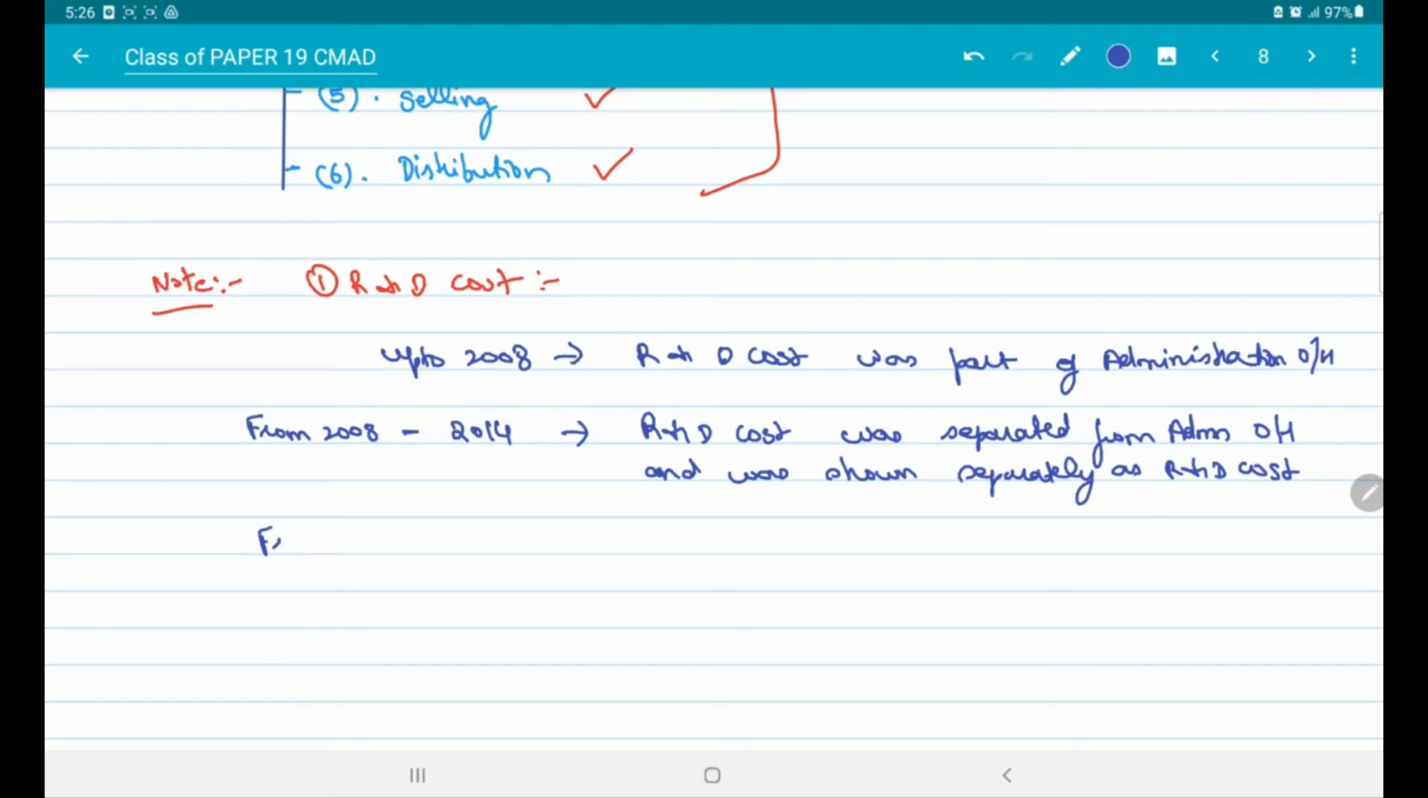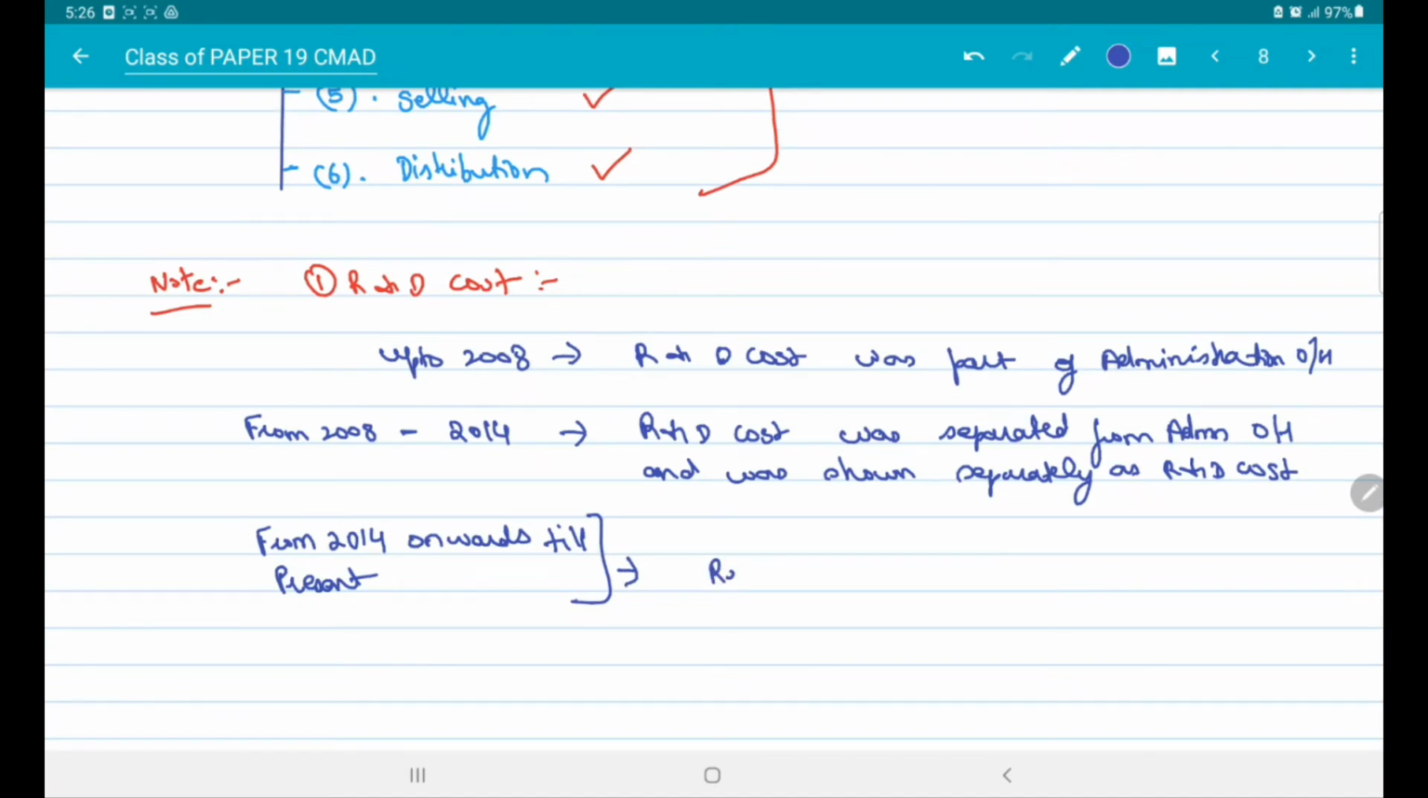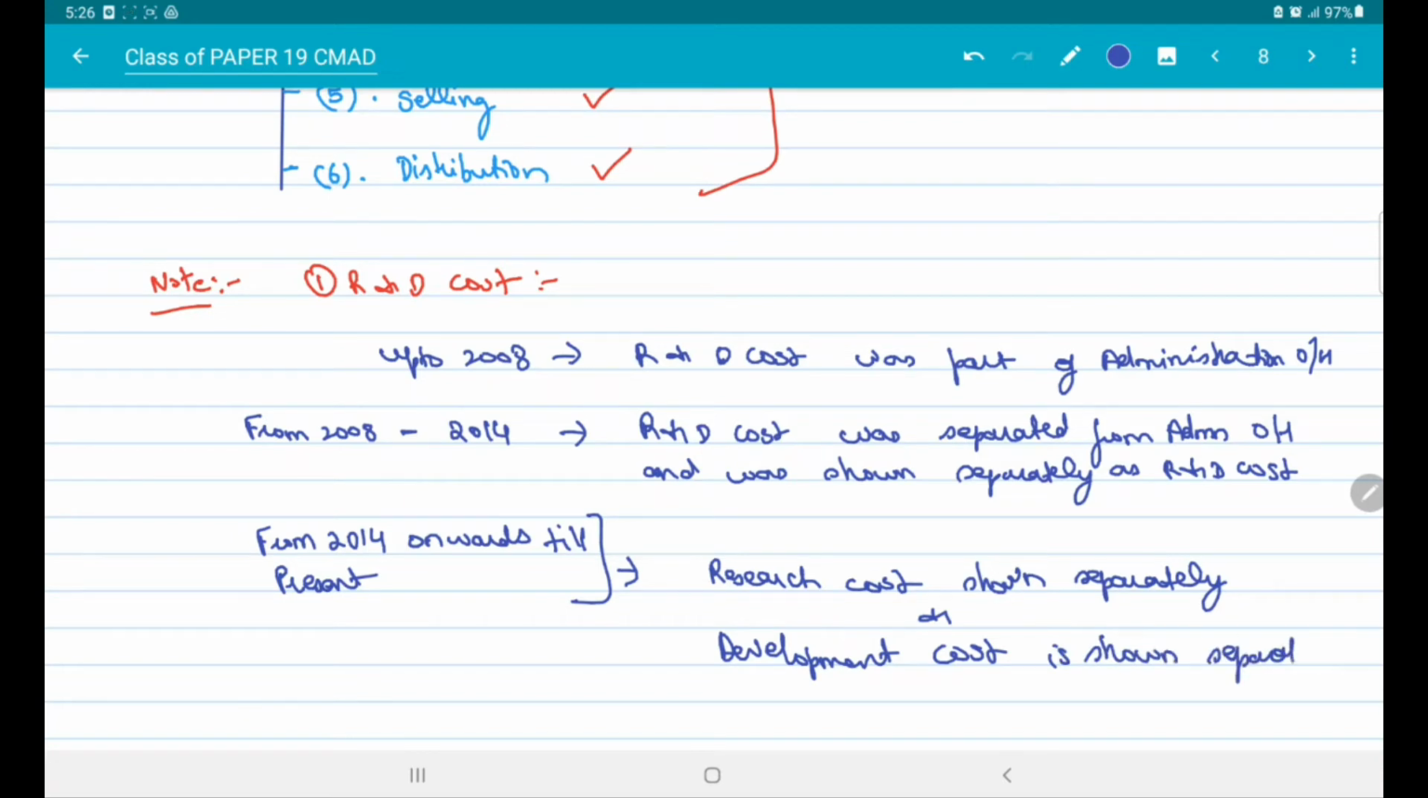Then from 2014 onwards till present, research cost is shown separately and development cost is shown separately.